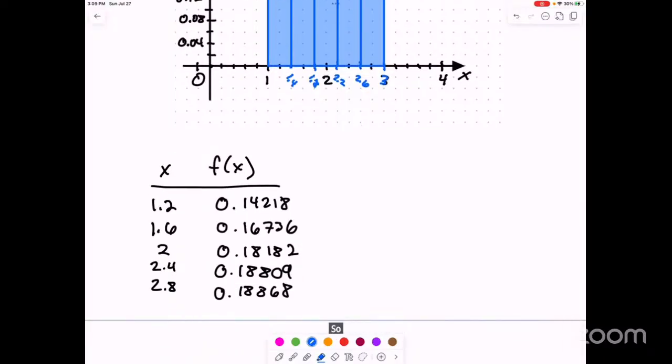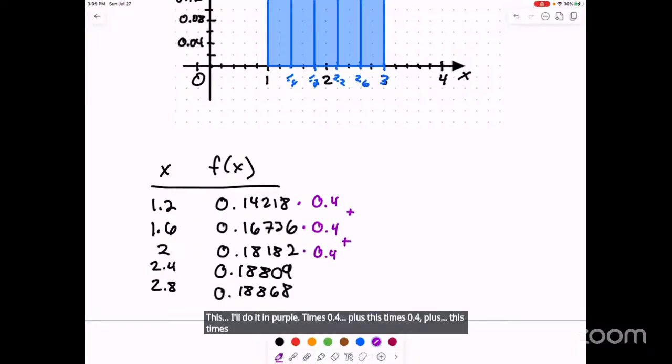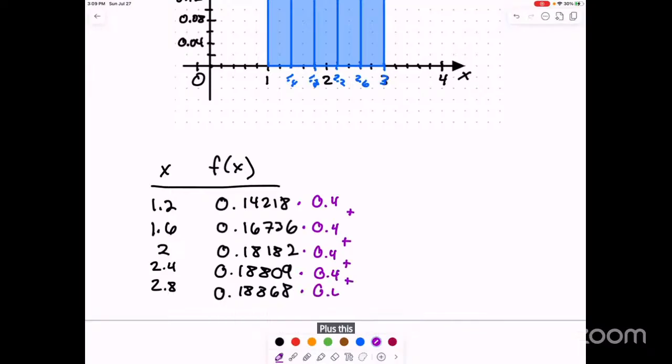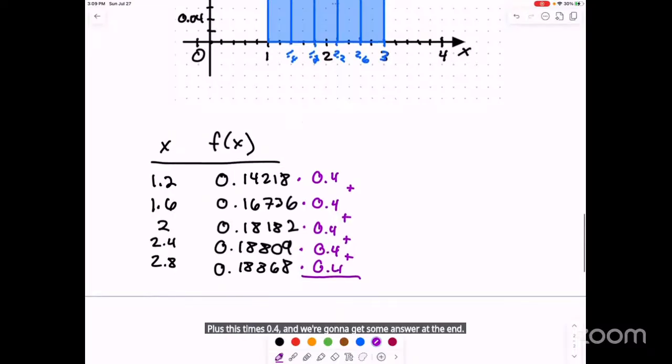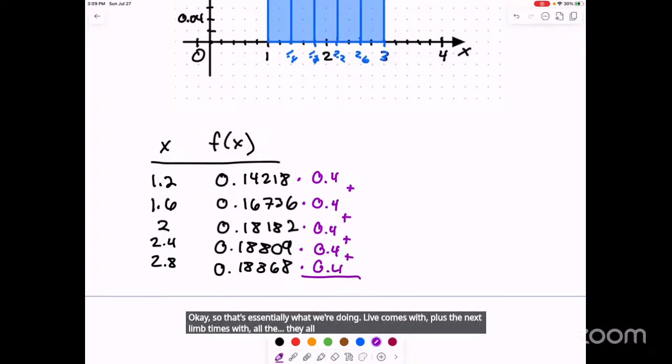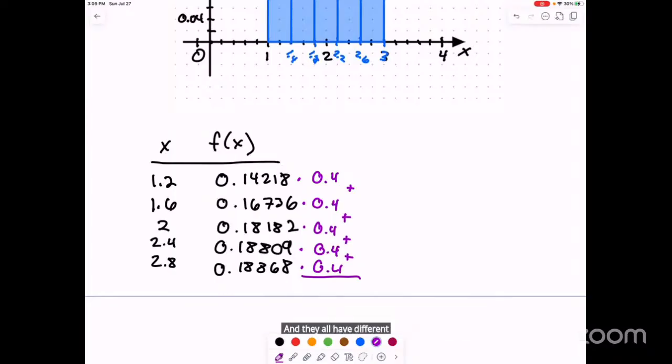So long story short, I'll do it in purple: this times 0.4 plus this times 0.4 plus this times 0.4 plus this times 0.4 plus this times 0.4, and we're going to get some answer at the end. Okay, so that's essentially what we're doing. Length times width plus the next length times width. They all have the same width, and they all have different lengths. So that's essentially what we're doing.